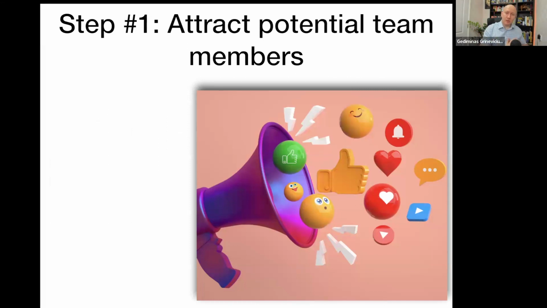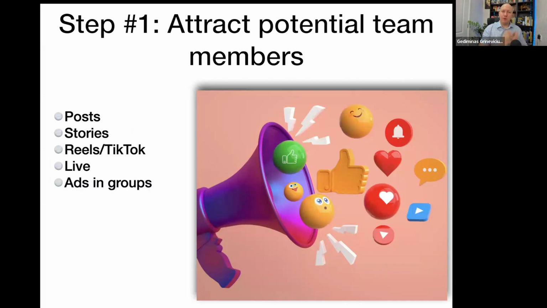Also, with step one, still, you can attract potential team members, right? So first part was when you're reaching out to people, right? You're finding people, but you can also attract people to you through content, right? So you can make posts, you can make stories, you can make reels on Instagram and Facebook or TikTok videos, you can do lives on different platforms, and of course you can put ads or posts in different groups to attract people that way, right?